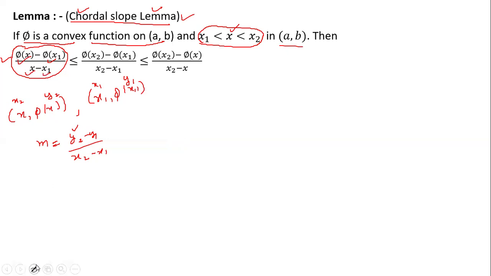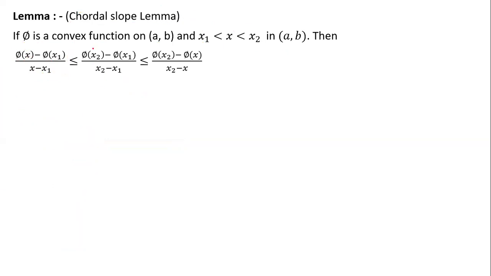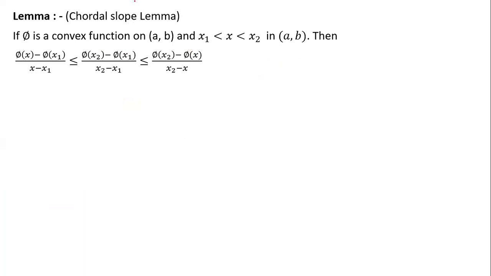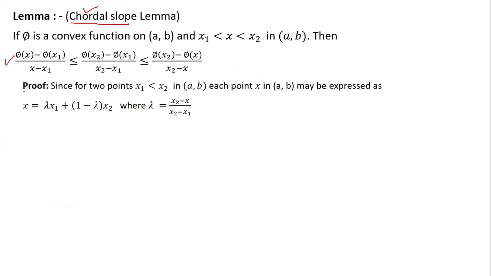Similarly, this value is the slope of the line joining the points (x1, phi x1) and (x2, phi of x2). And similarly, this is the slope joining the points (x, phi x) and (x2, phi x2). So that means we are just comparing the slopes here. That's why the lemma is also called the chordal slope lemma. So actually we are measuring the slopes of the chords and making their inequality. So let us see how we have to prove it.